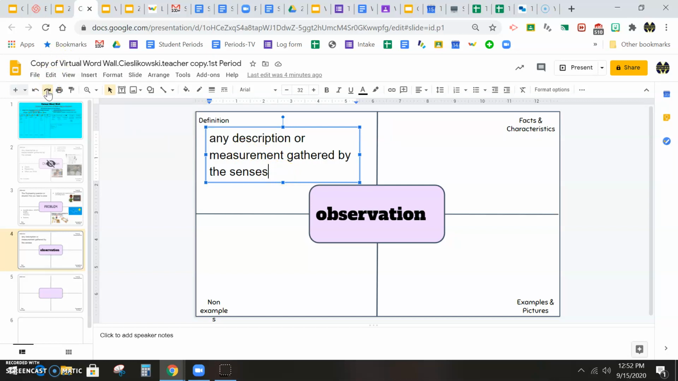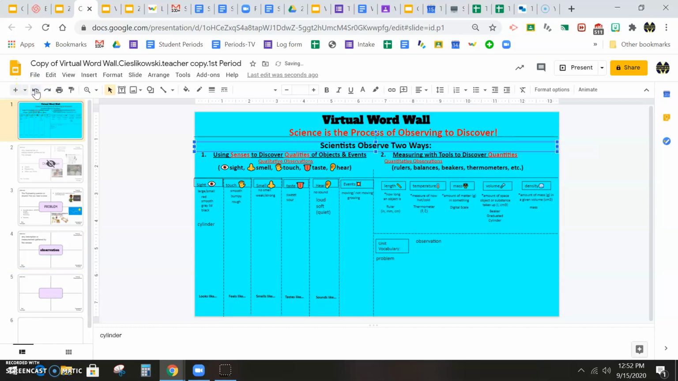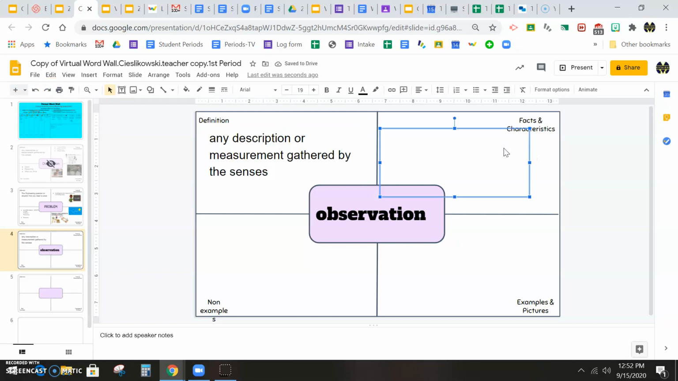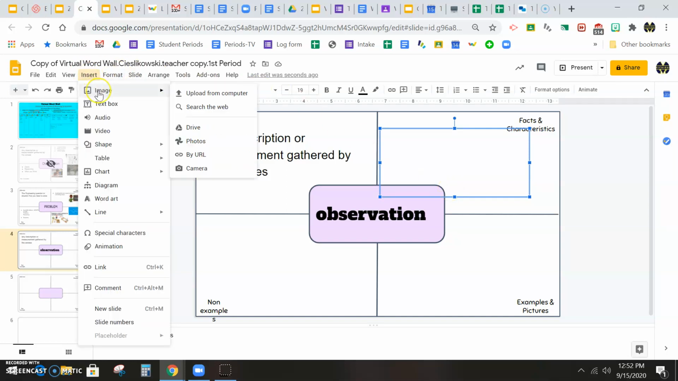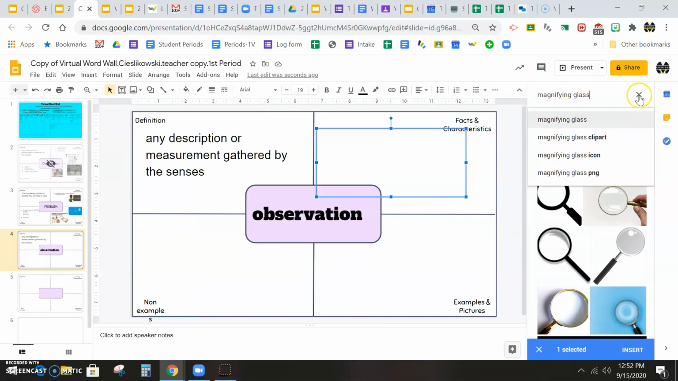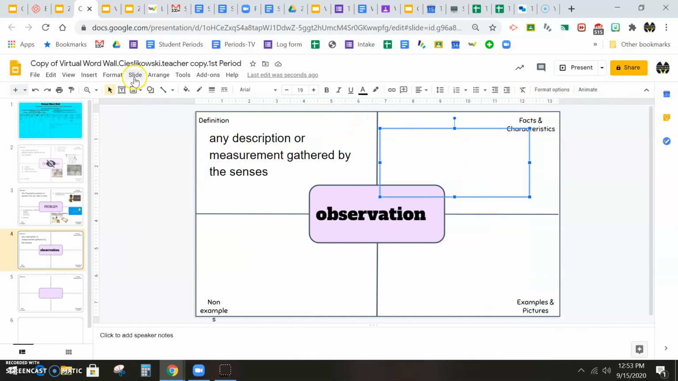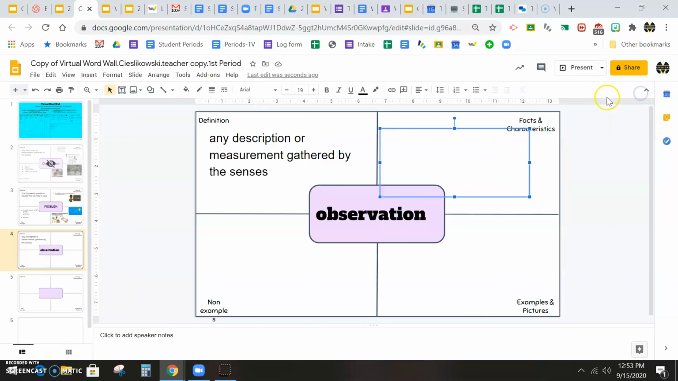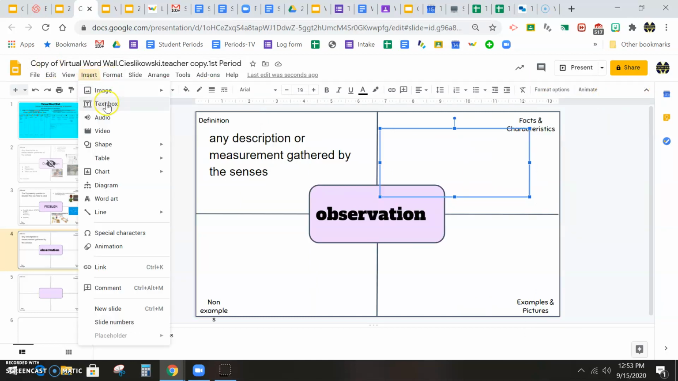And now I'm going to go over to the facts and characteristics side. And one of the things I said you could do is you can insert pictures. So if I click insert image, I'm going to click pictures that have to do with making observations. So one of the things that we talked about is using our senses. So if I search for pictures, I'm going to type the word senses here.